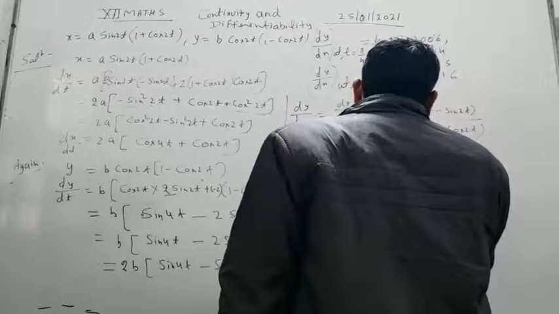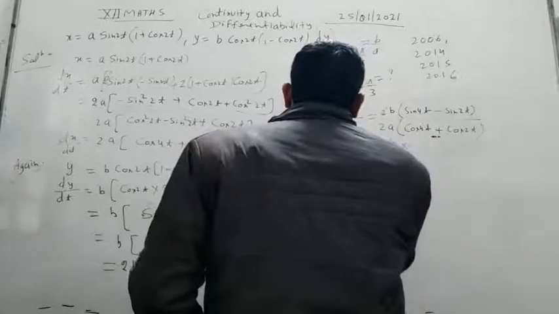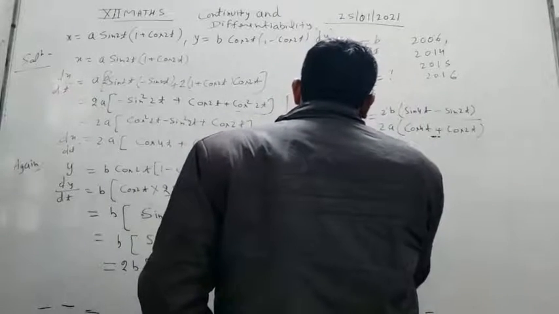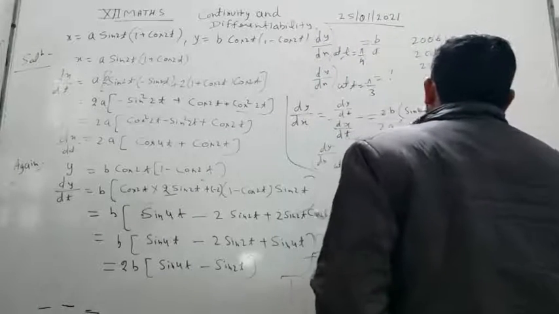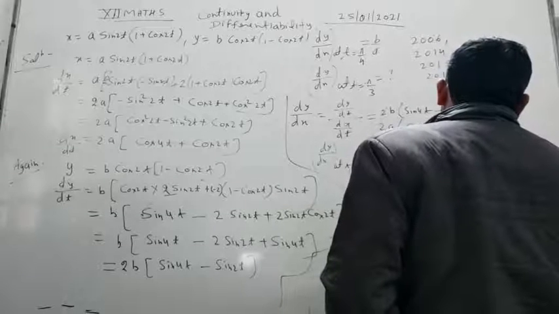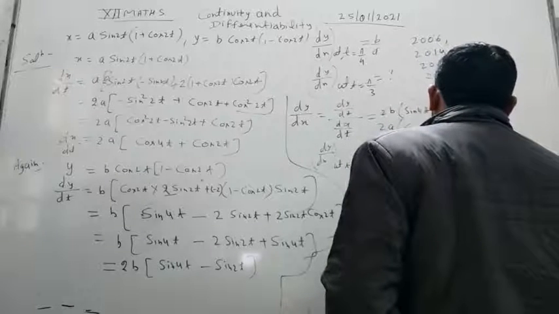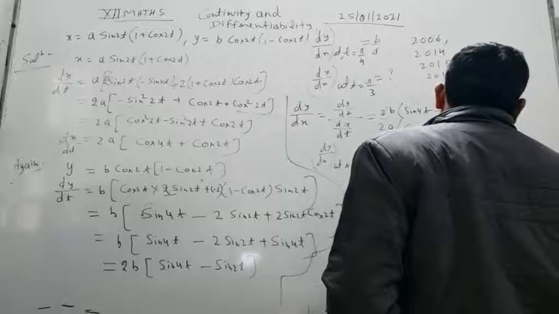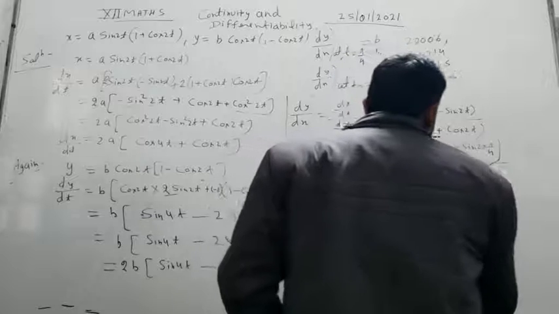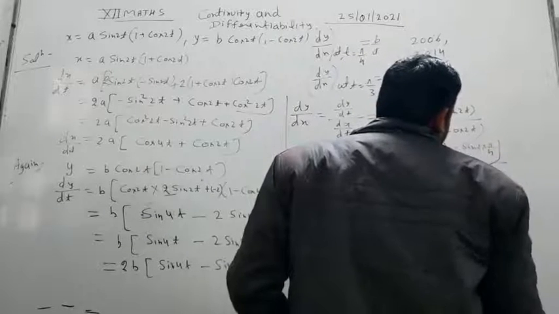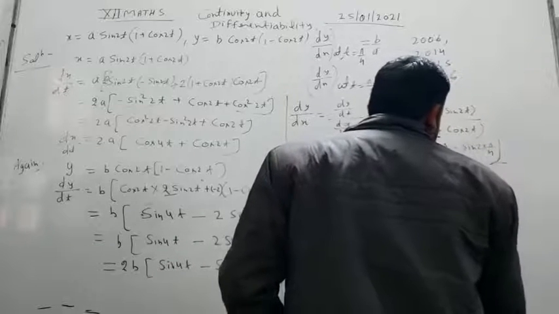Now we have to find this value at pi by 4. So dy by dx at t is equal to pi by 4: we get sin 4 into pi by 4 minus sin 2 into pi by 4, divided by cos 4 into pi by 4 plus cos 2 into pi by 4. So b by a, and this is sin pi, which is 0, and sin pi by 2, which is 1, so minus 1, and this is cos pi, which is minus 1, and cos 90, which is 0.